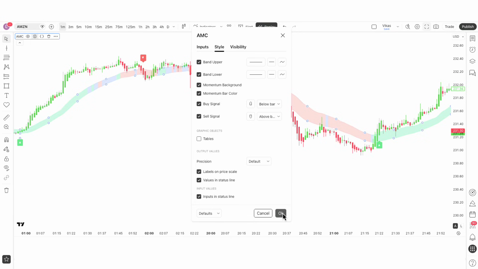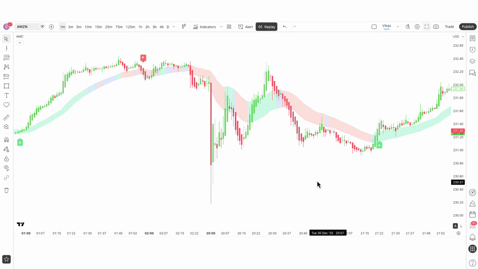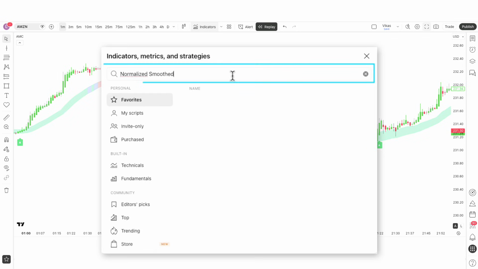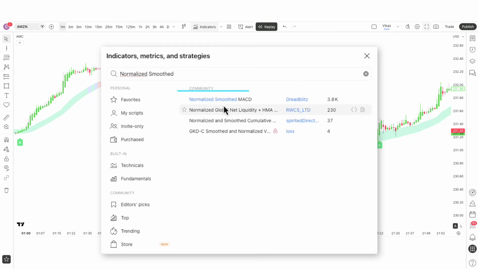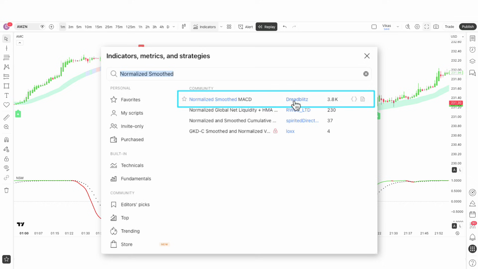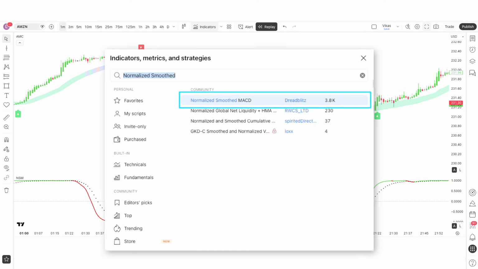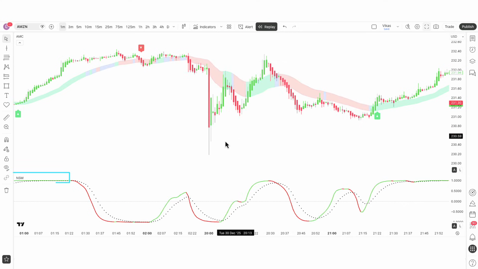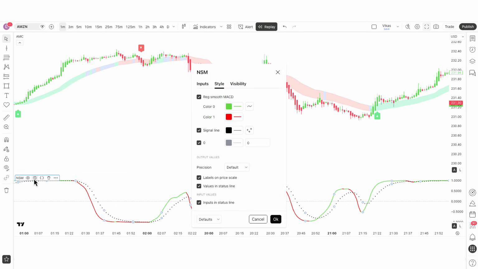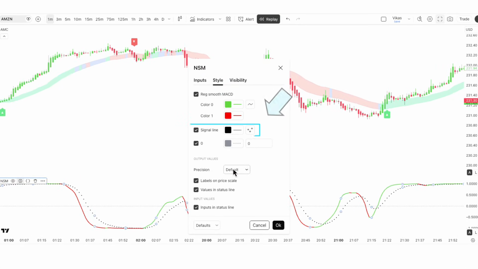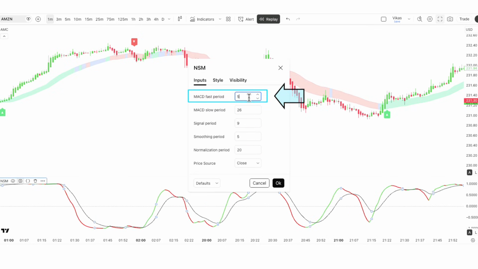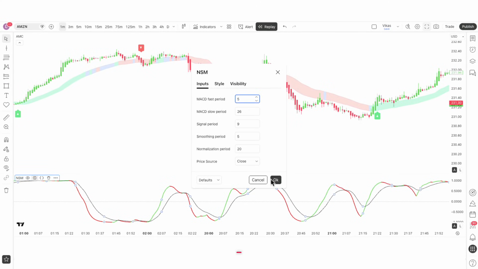Click OK. Now we'll add one more indicator to make this strategy more powerful. Let's go to the Indicator Search tab, search Normalized Smoothed and select this one called Normalized Smoothed MACD Indicator, created by Dreadblitz. Now let's access the settings of this indicator so we can modify it to suit our strategy. We change Signal Line Cross to Line and then change MACD Fast Period 12 to 5, and here everything is fine after that. Click OK.